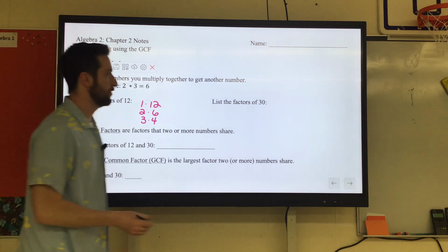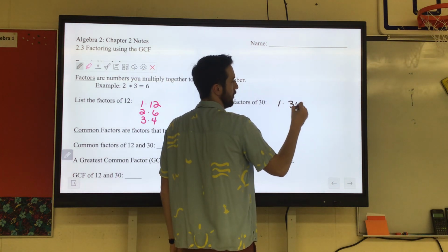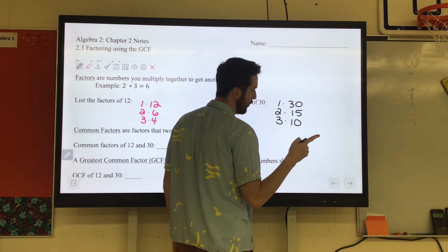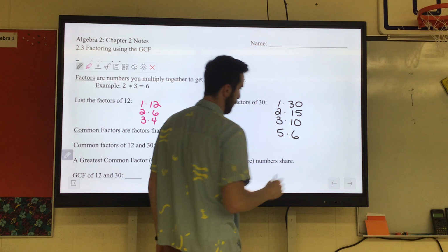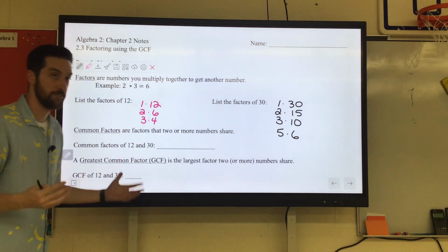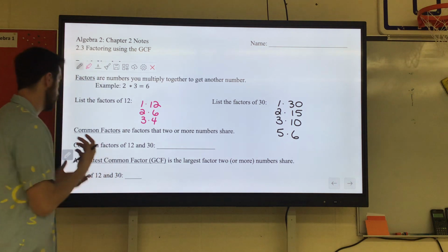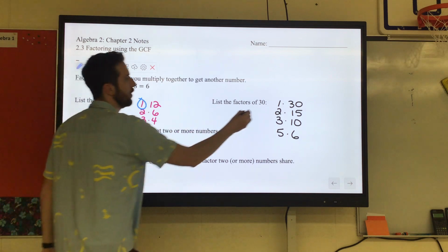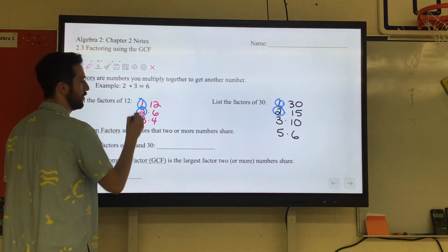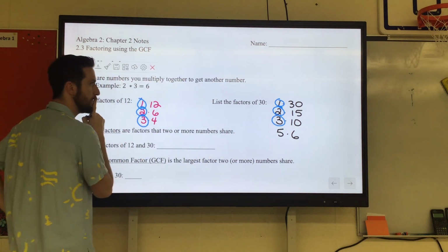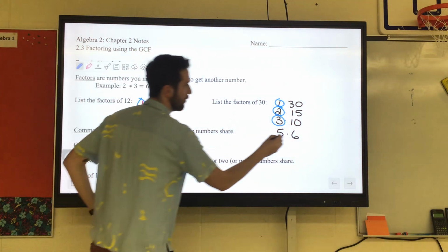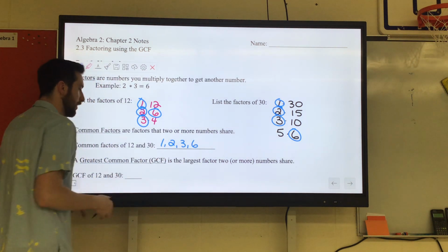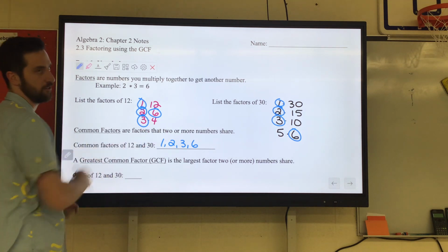Factors of 30, well, let's start with 1. 1 times 30, 2 times 15, I know 3 times 10, 4 doesn't go in there, 5 times 6. That's all of them. Common factors are the factors they share. So, common factors of 12 and 30, which numbers show up in both of them? Well, I see they both have a 1, they both have a 2, they both have 3, and 6. Those are all their common factors. 1, 2, 3, 6.